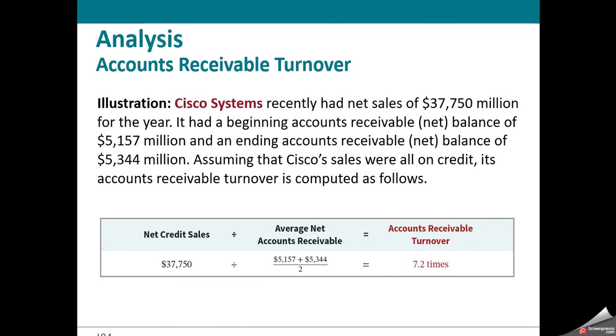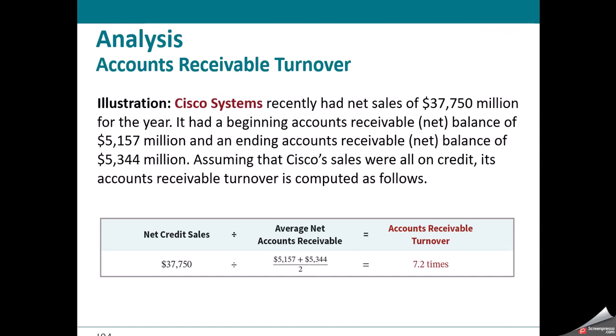Then what we would do is we would compute some ratios. So we would do the accounts receivable turnover ratio. And what that is saying is how many times do we turn over our receivable in our sales? So we take our net sales divided by the average accounts receivable. To calculate that average accounts receivable, it's your beginning receivable balance plus your ending divided by 2. So that gives us our average. And then we say, okay, we turn over our accounts receivable 7.2 times.